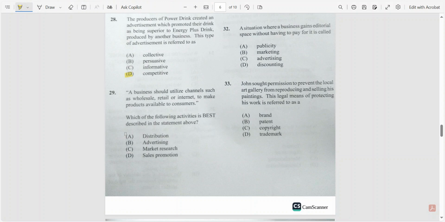A business should utilize channels such as wholesale, retail, or internet to make products available to consumers. Which of the following activities is best described in the statement above? Is it distributing, advertising, market research, or sales promotion? And the answer is advertising. Sorry, the answer is distribution.